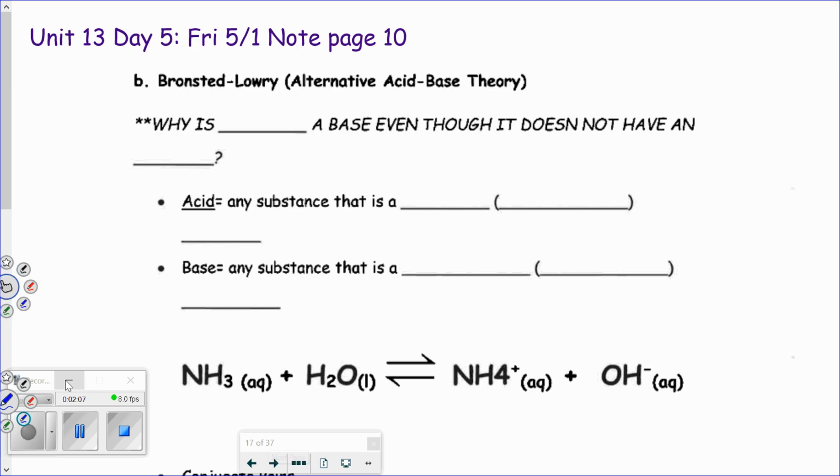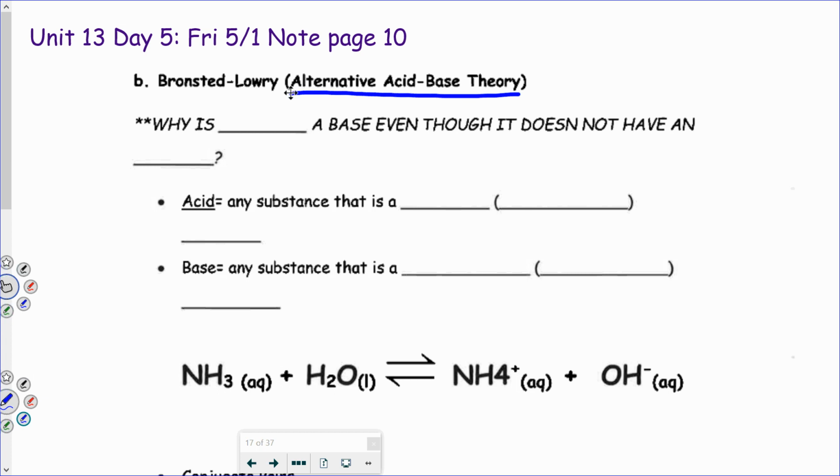Today we're going to do a different theory of acids and bases. It is known as the Bronsted-Lowry theory. You don't need to know the name of it. It's often just referred to, for our sake, as the alternative theory of an acid and base. It basically just explains an acid in a different way and a base in a different way. It also helps to explain why NH3, which is ammonia, is a base even though it doesn't have an OH. There's no OH in NH3. So how exactly is it that we define it as a base?